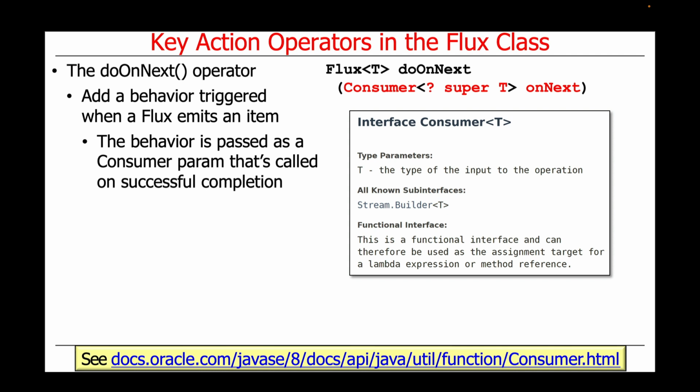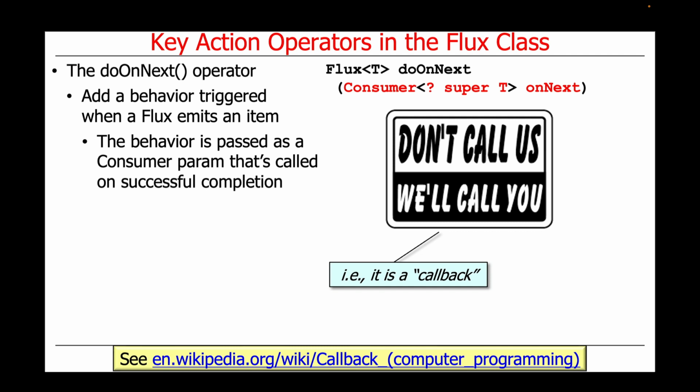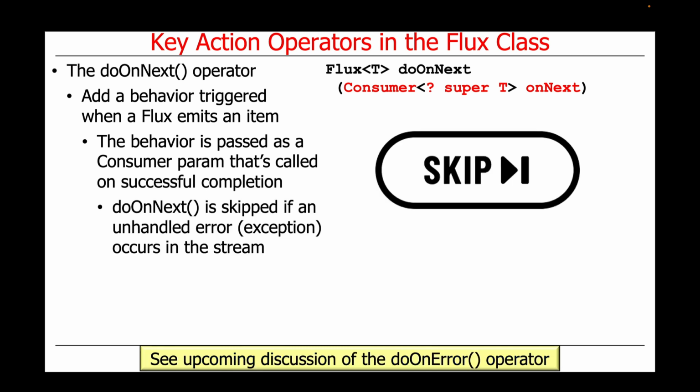You may recall that a consumer is a type of functional interface first introduced in Java 8. A consumer can be used as a callback, which is a very common capability in computer programming where you register something that's then later invoked under some circumstance. In this case, the successful completion of the onNext hook method.